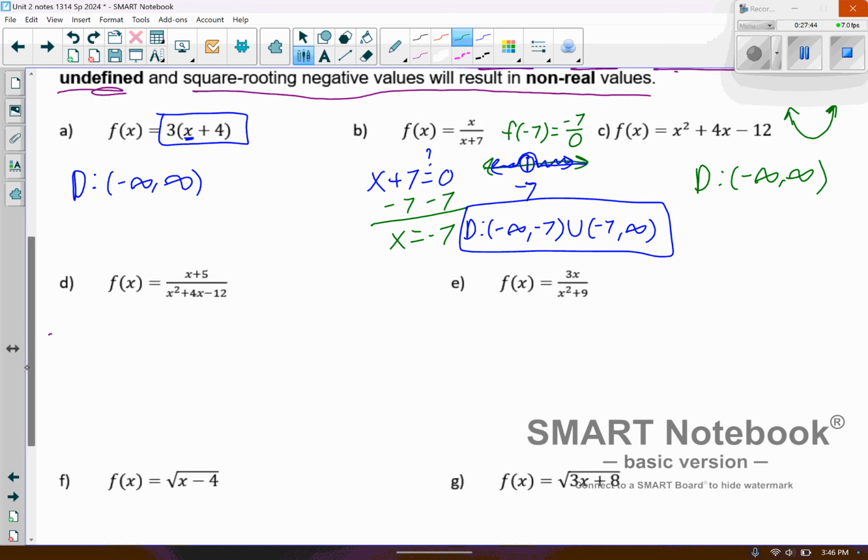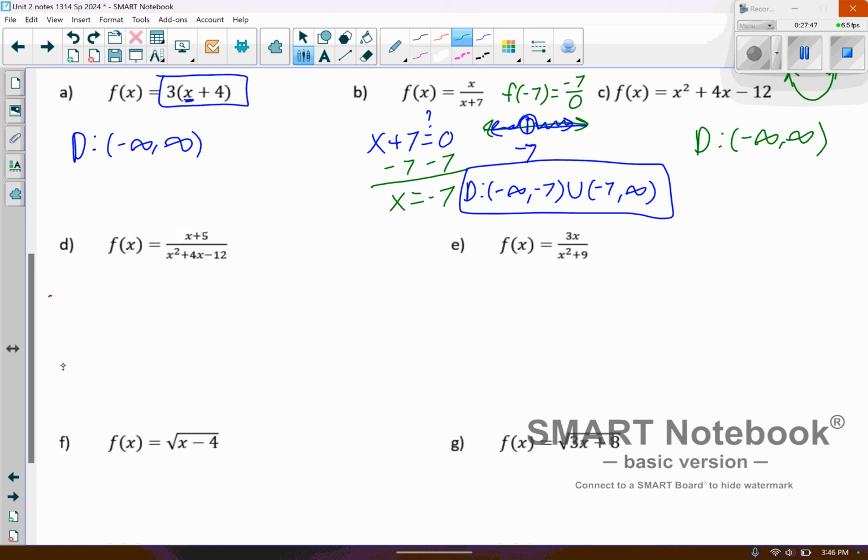Okay, looking at example D, it's actually kind of similar to example B. You have a fraction, so something's going on here. What you want to do is take the denominator, and since it's a quadratic, you want to go ahead and factor it to figure out what makes that equal 0. So I'm going to do that real quick. This should factor into x plus 6 and x minus 2. That's what the denominator factors into.